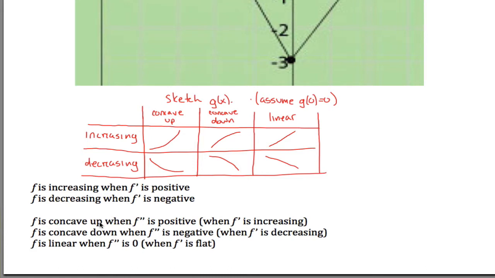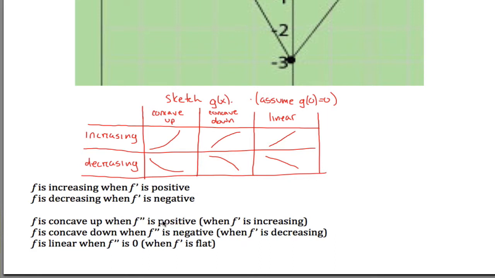I know that my function is concave up when its second derivative is positive. However, I don't have a picture of its second derivative, I have a picture of its first derivative. Fortunately, there's a way to tie together the second derivative and the first derivative. The second derivative is just the derivative of the first derivative. So what I'm saying is this thing here is the derivative of this thing here. And we just learned above that the function is increasing when its derivative is positive.